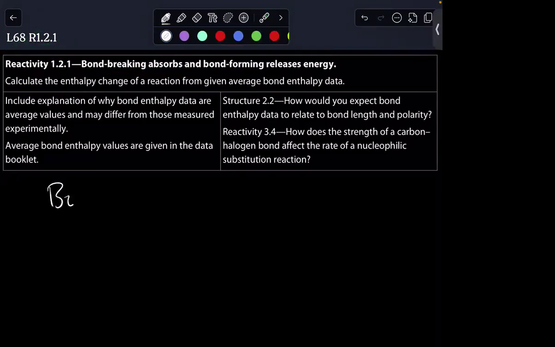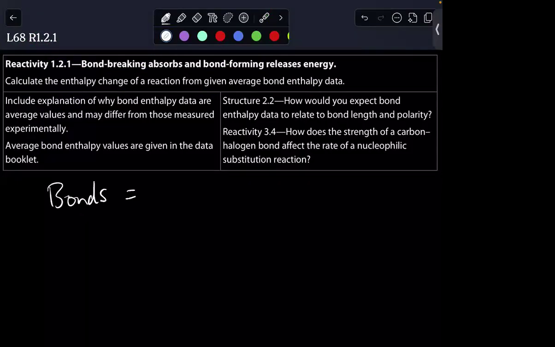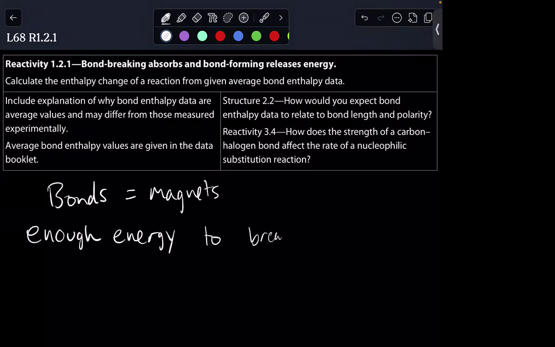You can think of bonds a little bit like magnets. When you apply enough energy, you can pull them apart. Now, because of this, we can say that bond breaking is going to be endothermic.